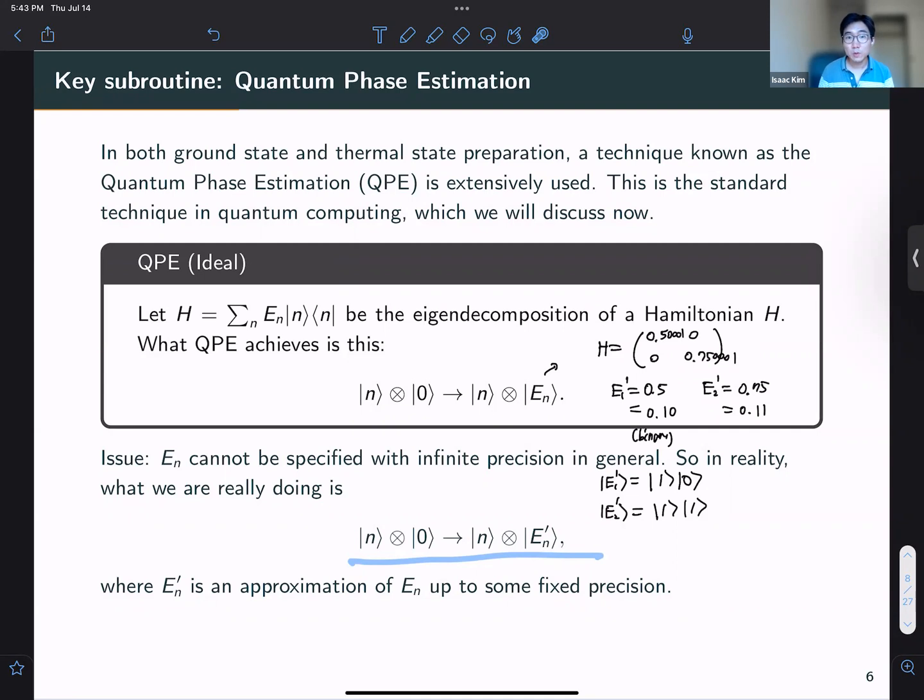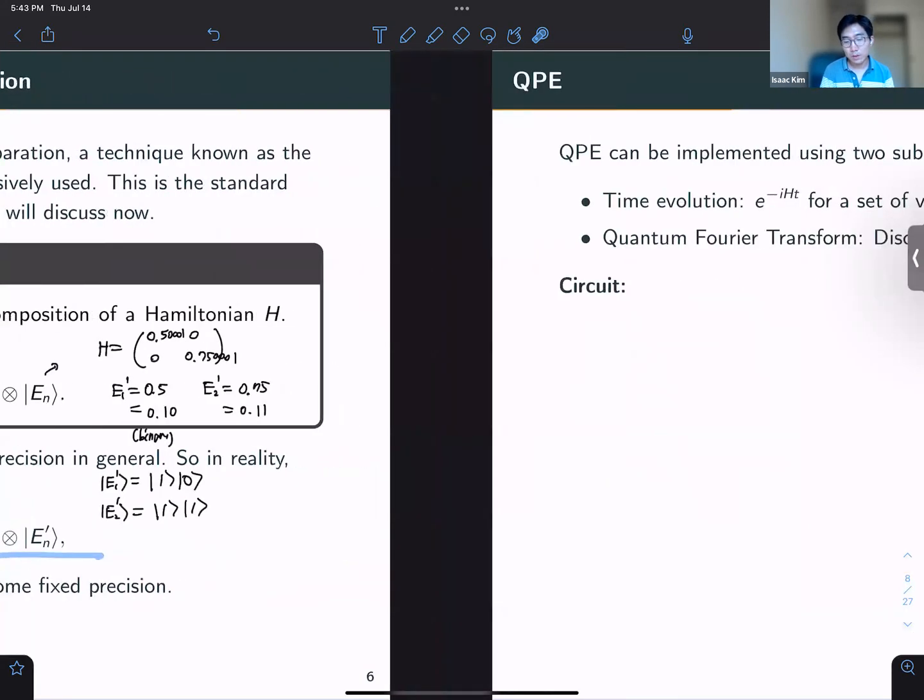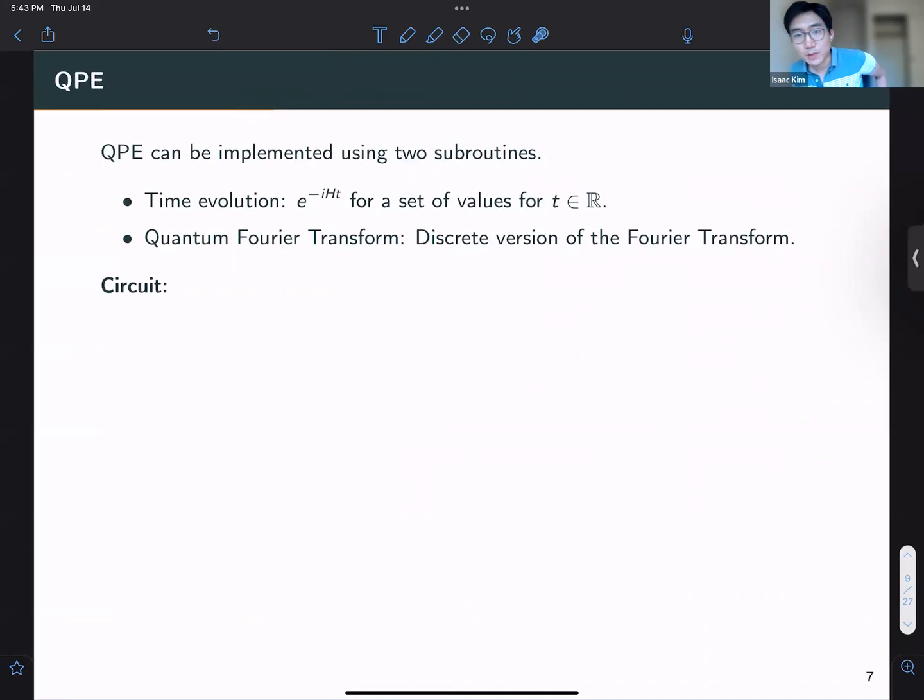I'm going to show you the quantum circuit that realizes this operation in a certain limit. Quantum phase estimation can be implemented using 2 subroutines, which you're probably all very familiar with. One is the time evolution operator: you give me the Hamiltonian, and I can define a time evolution operator for a certain set of values for this time t. And the other is the Fourier transform, whose actual name is the quantum Fourier transform.